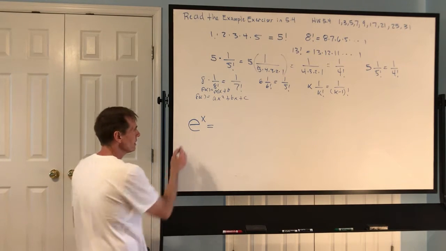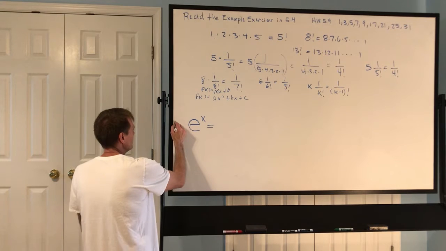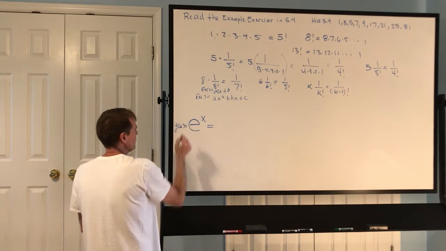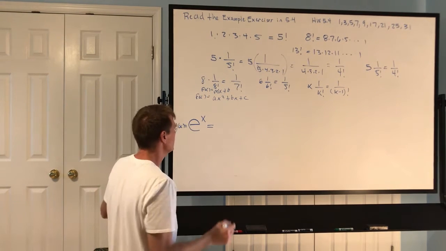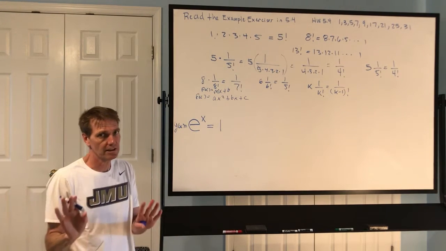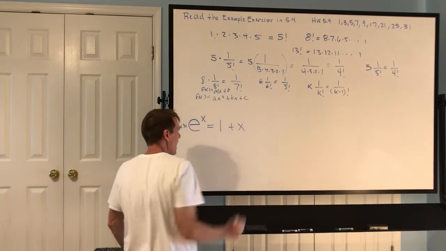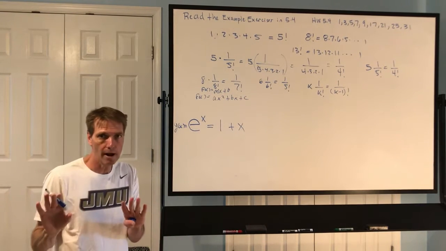So this is a function. I could use f of x, but maybe I'll call it g of x. g of x is equal to e to the x, and it's defined to be this. It's 1. I mean, Dr. Warren, e to the x isn't 1. No, I know. Then plus x. And you're like, well, Dr. Warren, that doesn't look so bad.